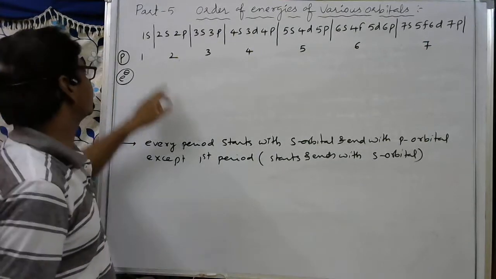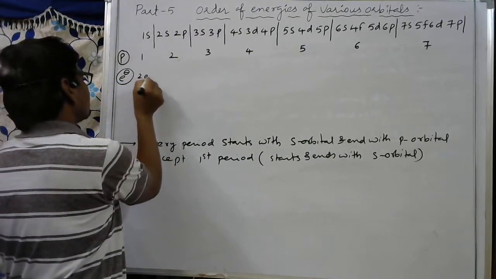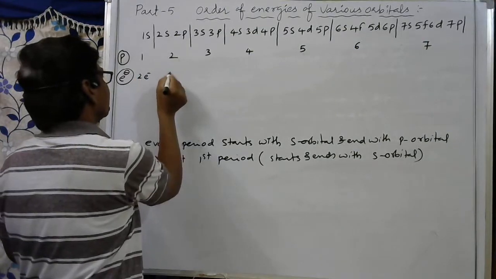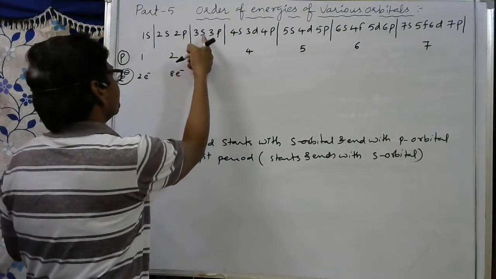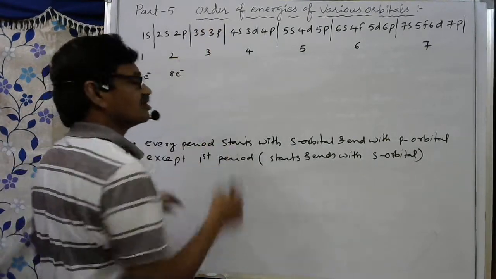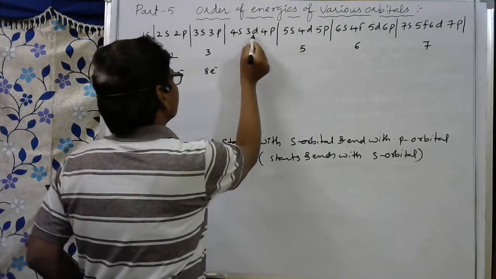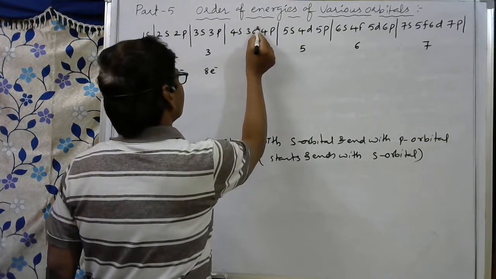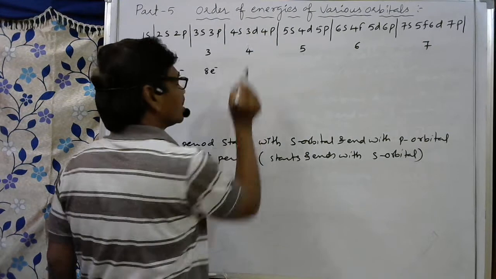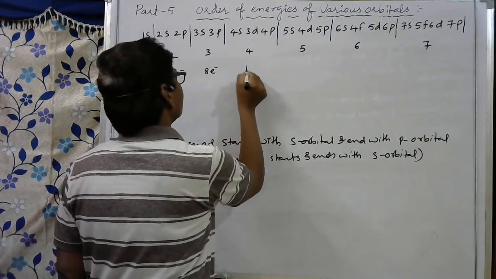Number of electrons. See how many electrons are present here? Only 2 electrons are present here. This is the second period. 8 electrons are present. Here third period, 3s 3p. Here 2 electrons, here 6 electrons. So here 8 electrons again. 4s 3d 4p: 2 plus 10 plus 6. D orbital can accommodate maximum 10 electrons. That you have to remember. See here how many? 18.